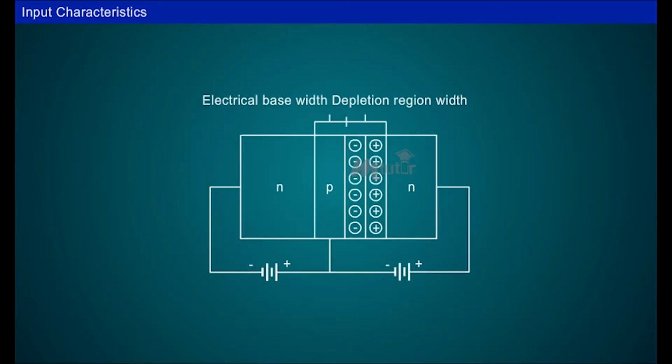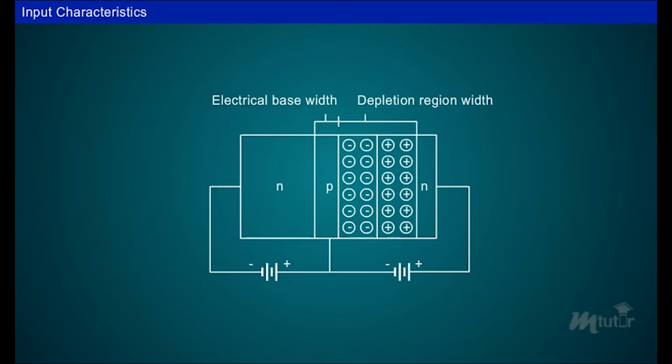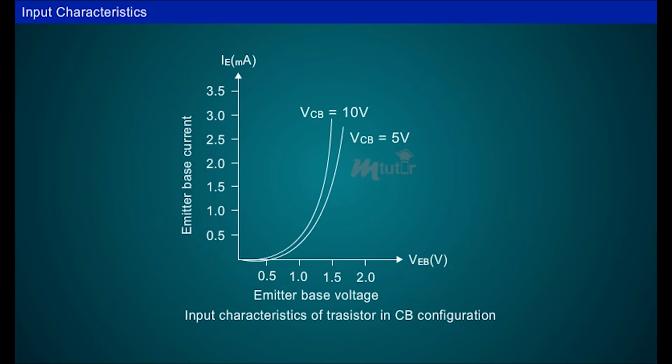When reverse bias voltage VCB increases, the width of depletion region also increases, which reduces the electrical base width. Due to reduction of the electrical base width, now there are more charged particles per unit area. This increase in concentration of charge carriers causes more diffusion of electrons from N-type base, increasing emitter current slightly.